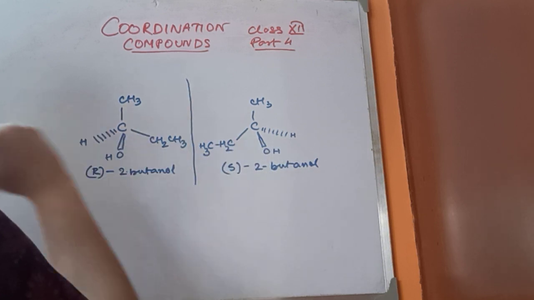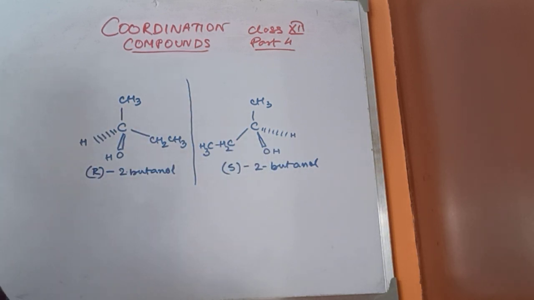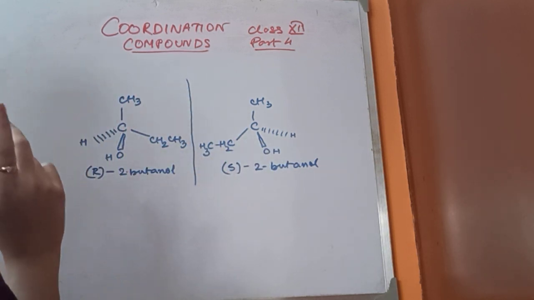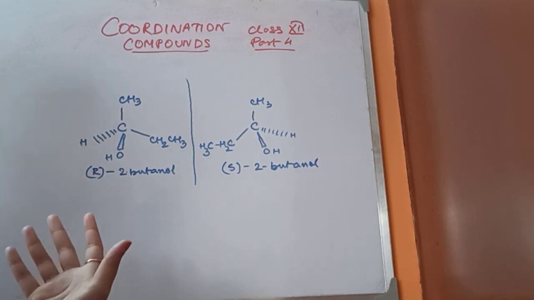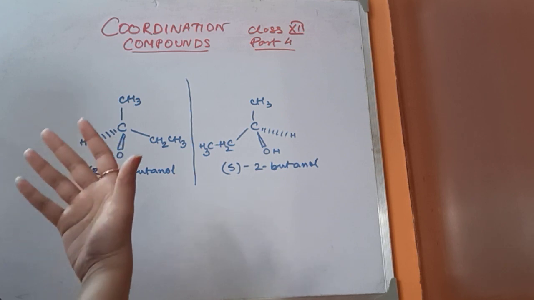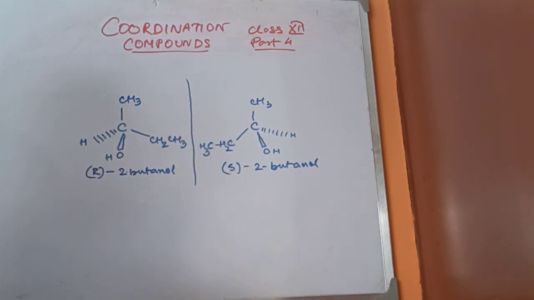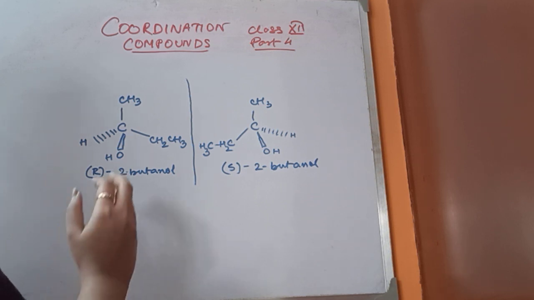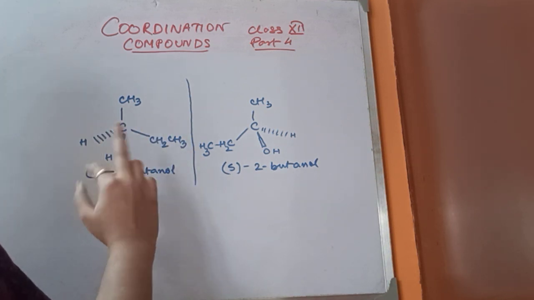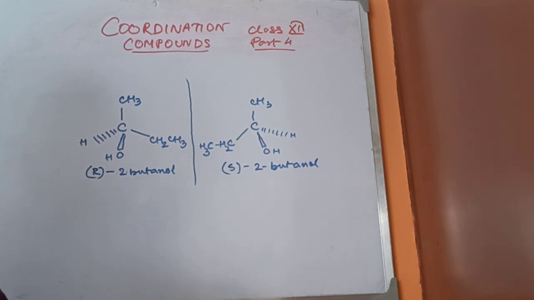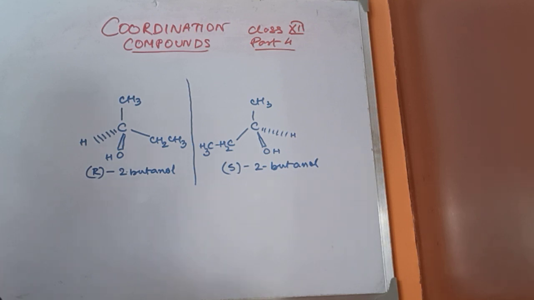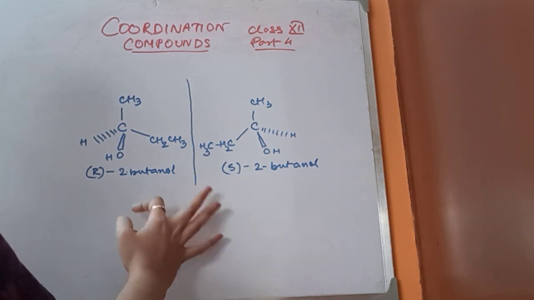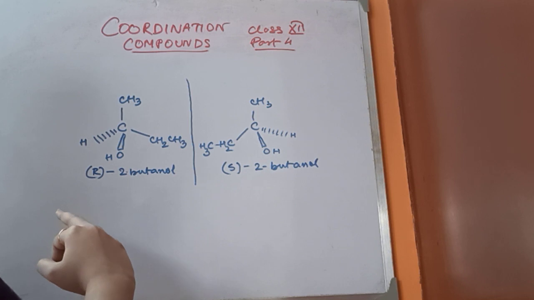And look at this structure. Both the structures are the same, meaning the structural formula is the same. All the physical and chemical properties are almost nearly the same. But the difference lies in the isomerism. How does the difference lie? See, this is just the mirror image of this, and the mirror images do not superimpose on each other.